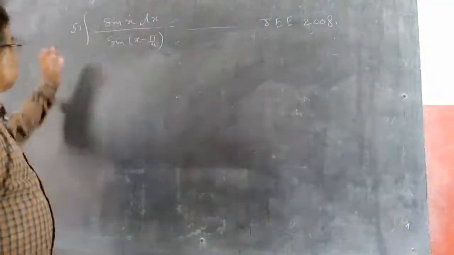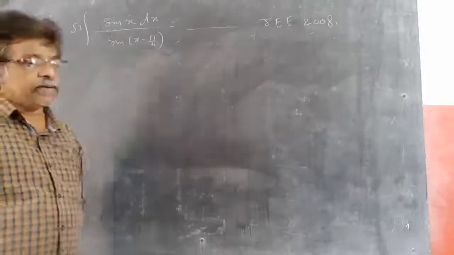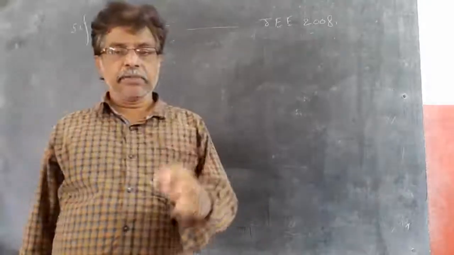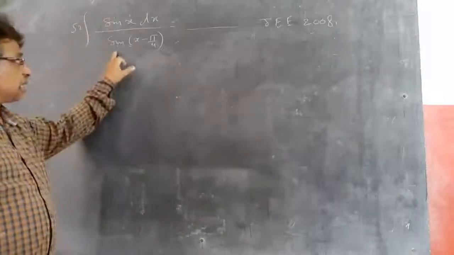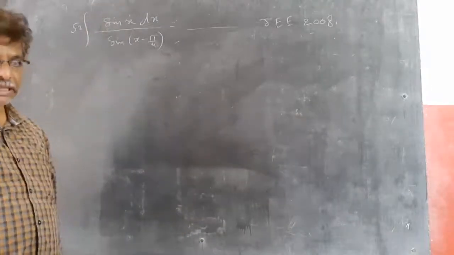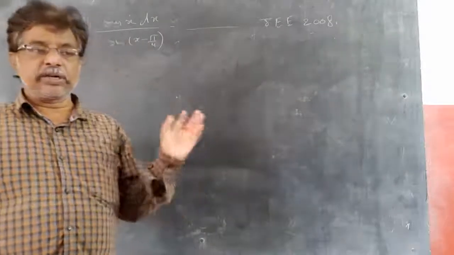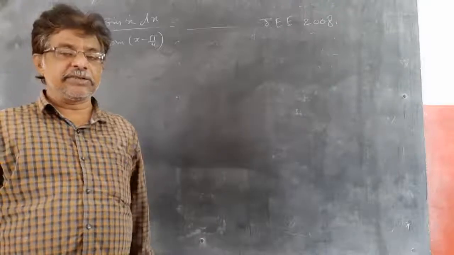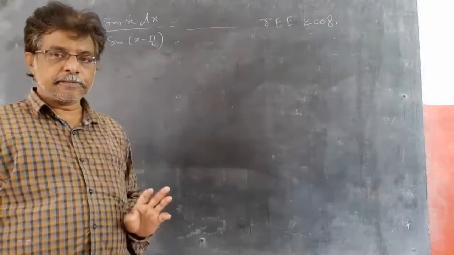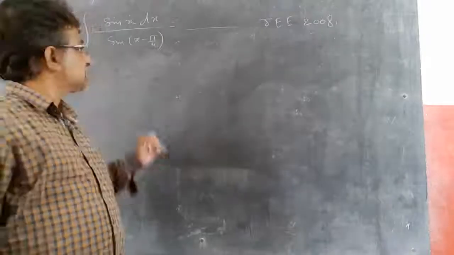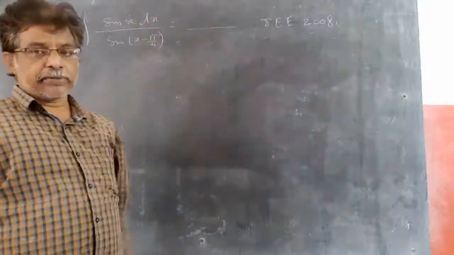Next sum: root 2 into integral of sin x by sin of (x minus pi by 4) dx. Very simple sum. There are two ways of doing this sum. One is you can write the sin of a minus b formula expansion, sin a cos b minus cos a sin b. Then numerator equals a into d by dx of denominator plus b into denominator. That is one method. Second method is in the numerator you can add pi by 4 and subtract pi by 4.